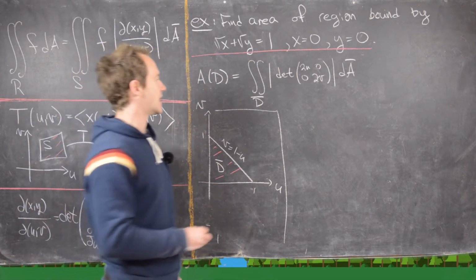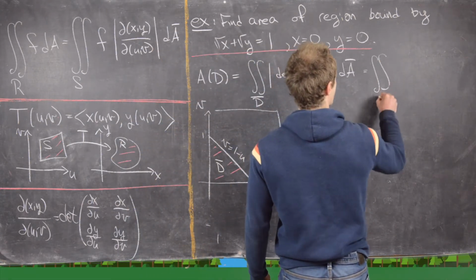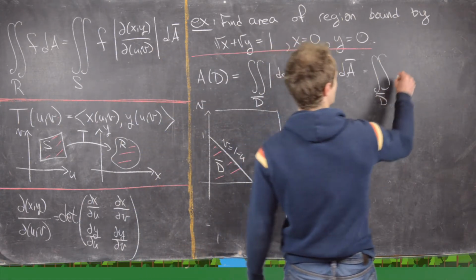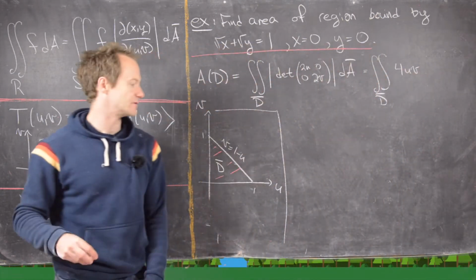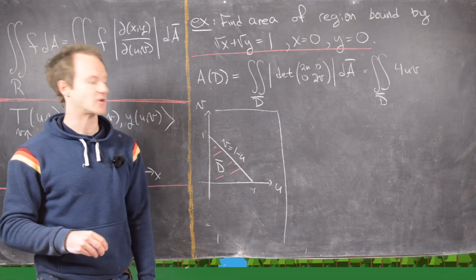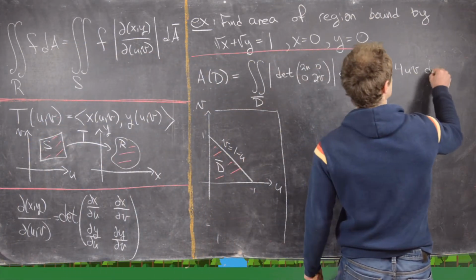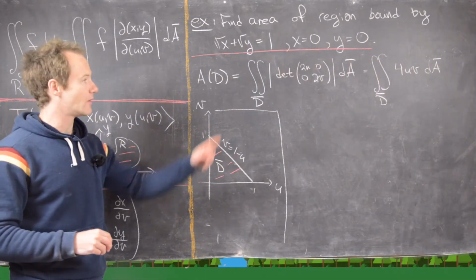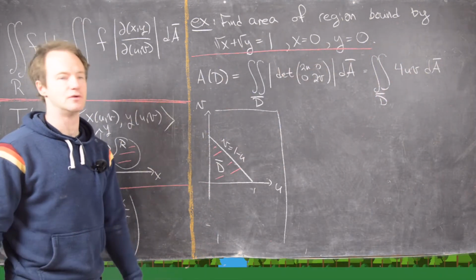Okay, so now notice we can simplify this a little bit. This is going to be the integral over D bar of 4uv, and notice I can get rid of my absolute values because I'm happening in the first quadrant over here in the UV plane, and now I have dA bar. But now what I want to do is change this double integral into an iterated integral in the UV plane.